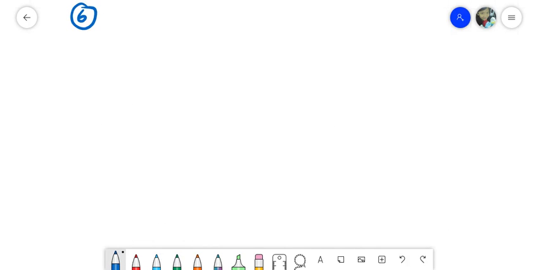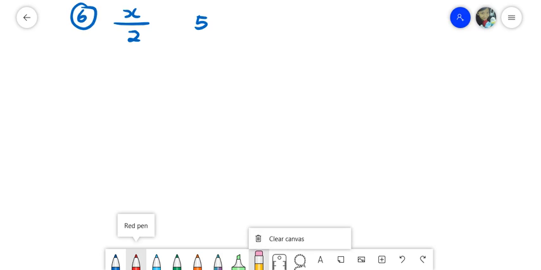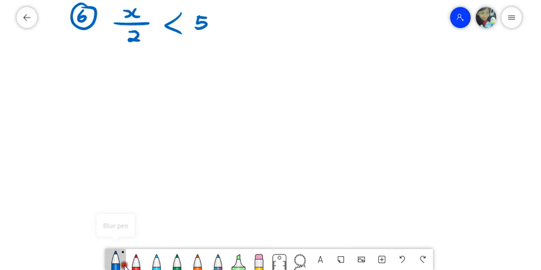Question 6. Let's say that you have x divided by 2, and since we are in inequalities, we just put an inequality. Let's say less than 5. First of all, can you tell me how to read this? It is x divided by 2.